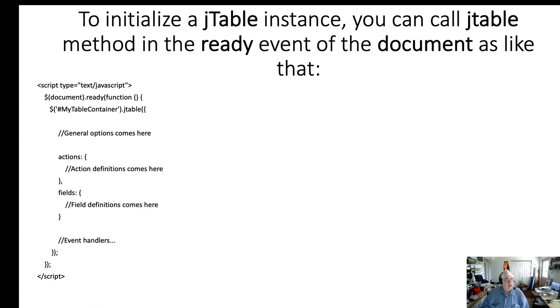To initialize a jTable instance, we call the jTable method in document ready like this. So when we get down to the document ready function, we've got a my container and a jTable, and then we talk about the general options, the actions we want to take here, and then the fields. And the actions are, do we want to list, do we want to update, do we want to delete? What is possible with this data? You may have data that you don't want to be able to delete.